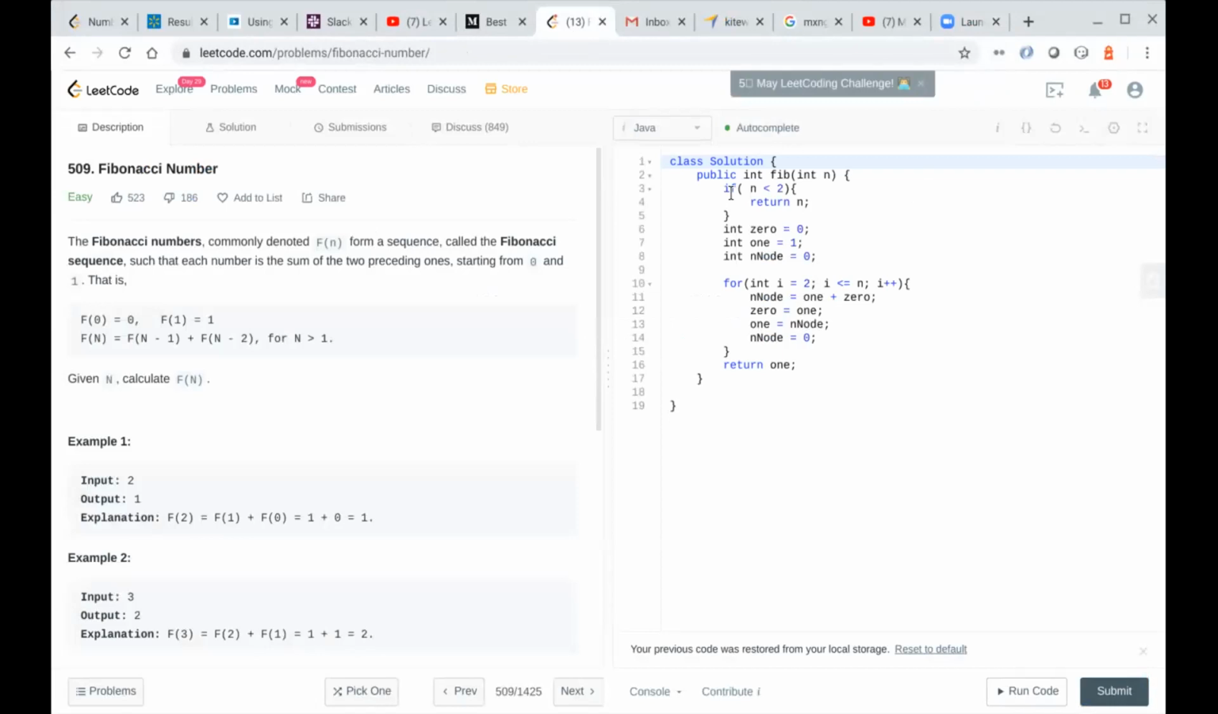So if n is less than 2, I return n. Otherwise, I have 3 variables, 0, 1, and n node. And then I loop from 2 to n. And then I make n node and reassign those tailing 2 variables to the n node. And finally return the tailing variable.